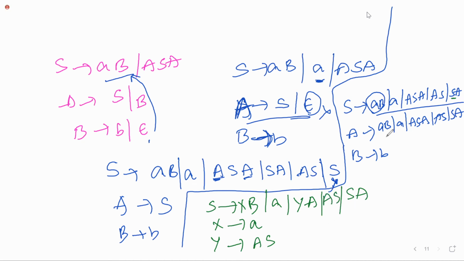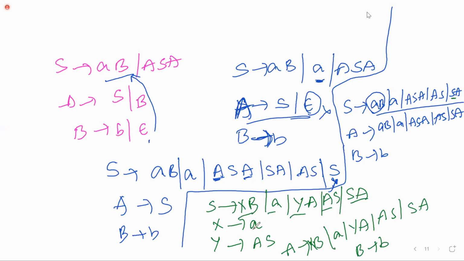Next, the same you will have in this part also: XB, A or YA or AS or SA. B tends to B. Now, if you verify, all are in CNF, CNF, CNF, CNF, which is also in CNF. Am I clear with this, ma? Yes, ma'am. Okay, this is nothing but the CNF.